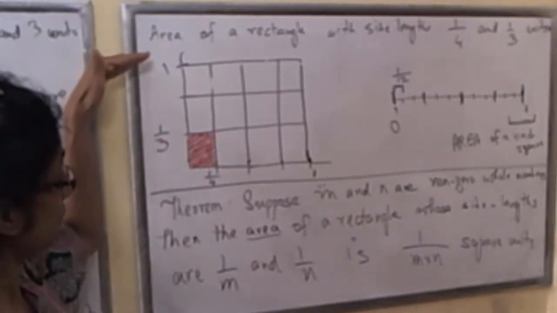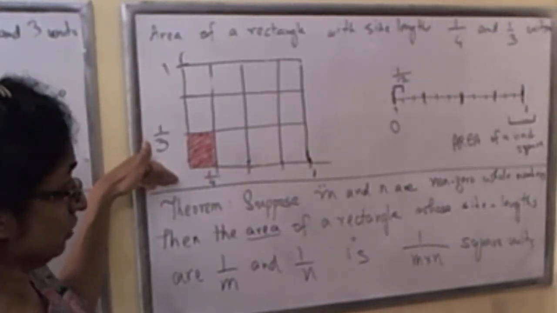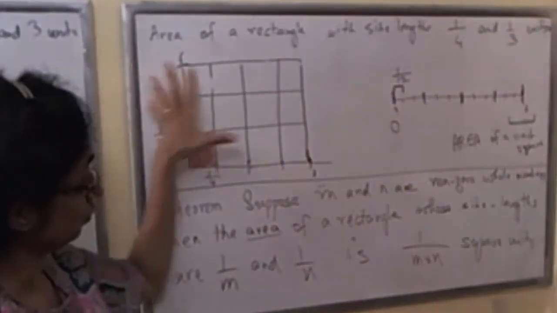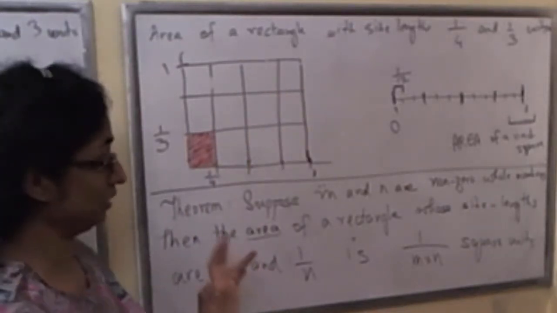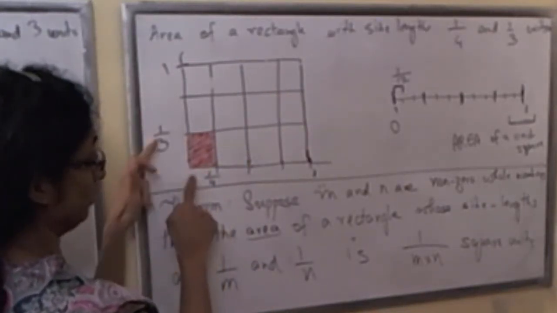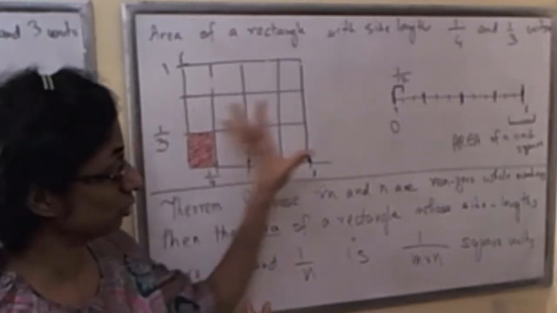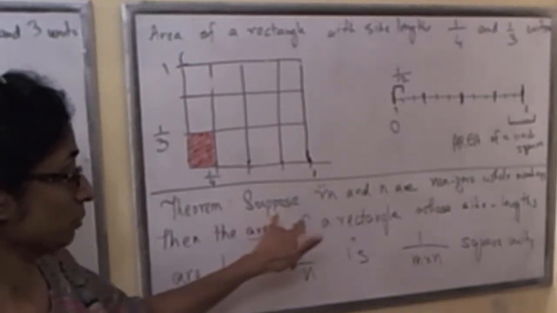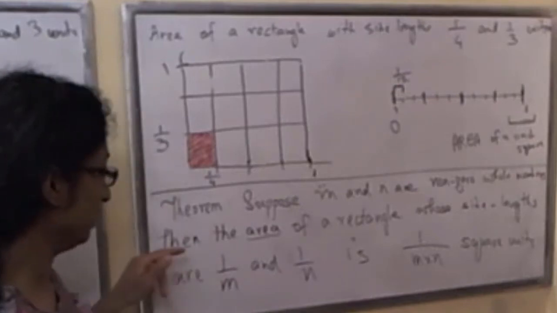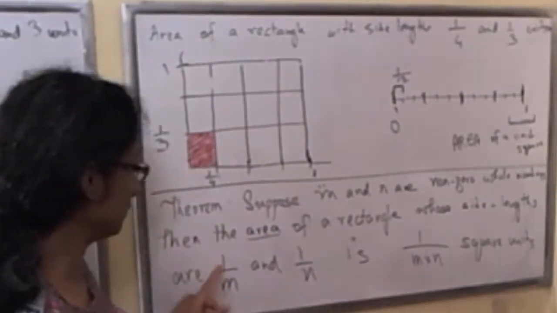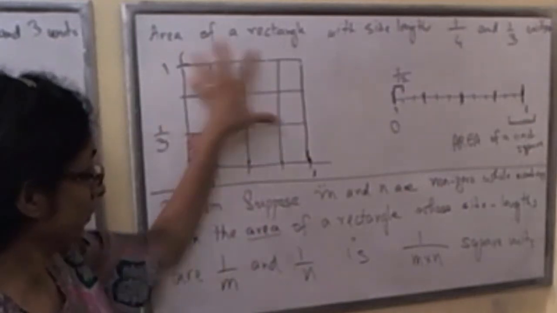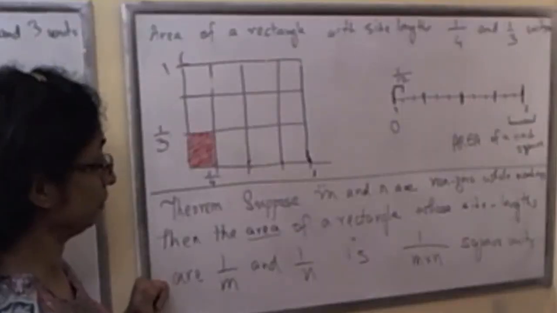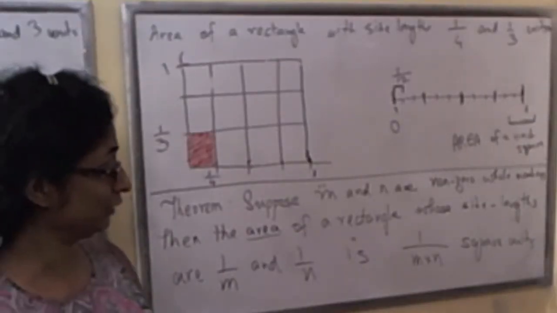So even though here I've discussed a very special case where the side lengths are 1/4 and 1/3, if you go through this argument, you can see that even if I change these numbers 1/4 and 1/3 to other unit fractions, you can carry out the same discussion. That leads us to this theorem. Suppose m and n are non-zero whole numbers, then the area of a rectangle whose side lengths are 1/m and 1/n by this argument is in fact 1/(m times n) square units. So keep that in mind about this theorem.